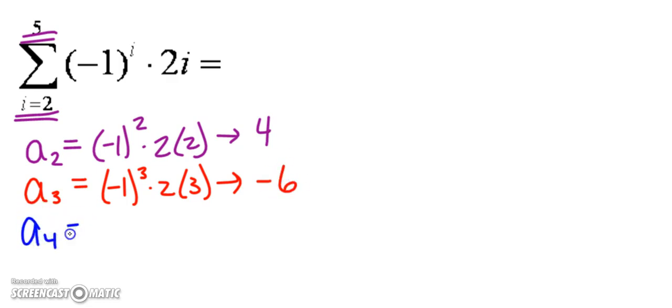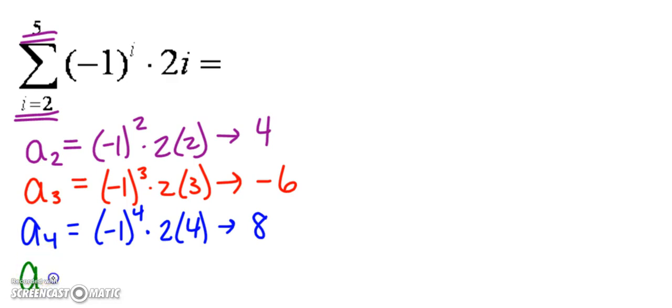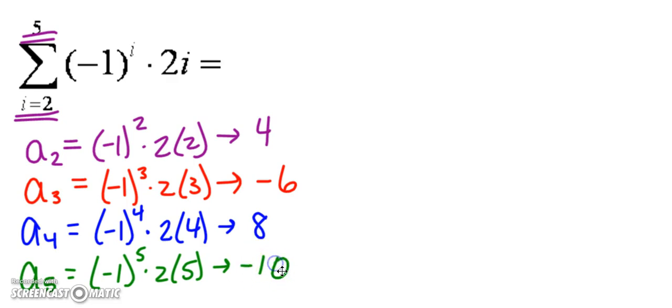A sub 4 is going to equal -1 to the fourth times 2 times 4. This is going to be +1 times 8, so 8. And A sub 5 is going to be equal to -1 to the fifth times 2 times 5. -1 to the fifth is -1 times 10 is -10.